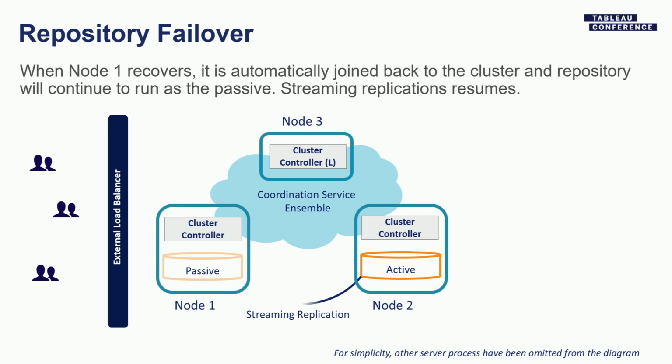If node 1 recovers, by itself or because you rebooted it, and it joins the cluster again, the repository on node 1 will now be the passive repository. And the changes in the active repository will be streamed the other way around, from node 2 to node 1.